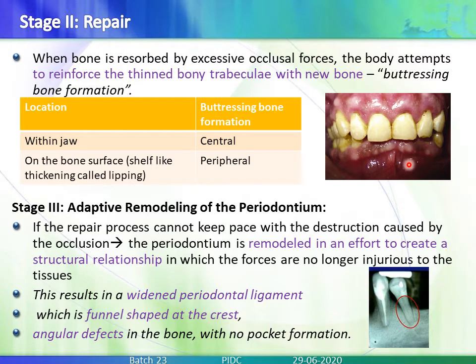When this occurs within the jaw, it is called central buttressing bone formation, and if it occurs on the bone surface like this, this shelf-like thickening is called lipping, otherwise called peripheral buttressing bone formation.